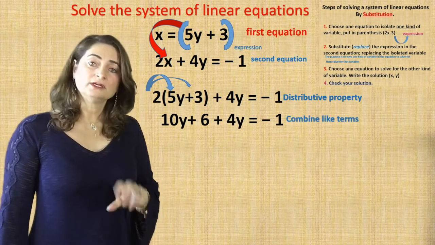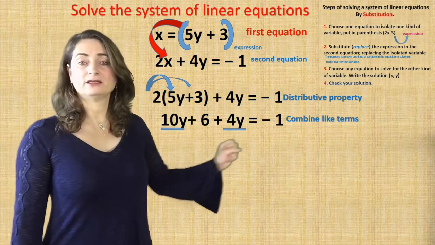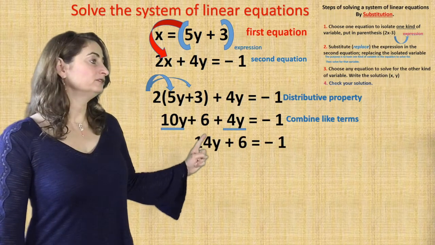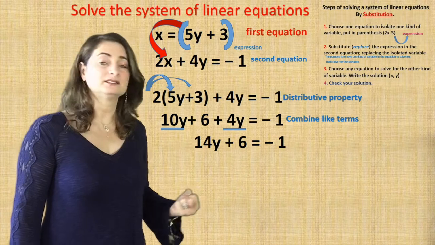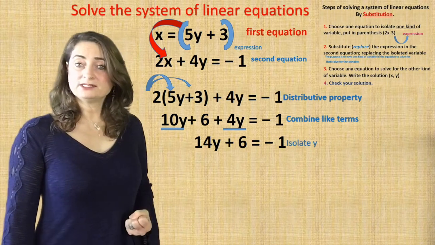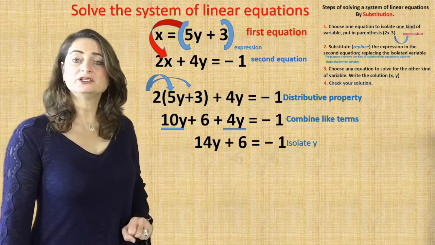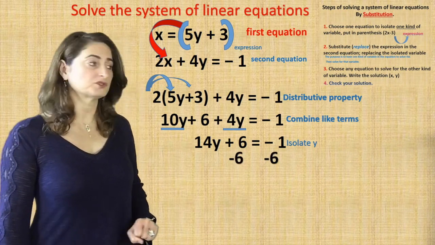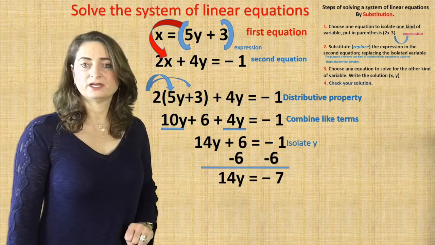Now what do I do? Combine like terms. I have 10y and 4y. If I add them, you get 14y, and then bring everything else down, which is plus 6 equal -1. I need to isolate y still. So what do I get rid of first? The 6. The inverse operation is to subtract 6 from both sides. You get 14y equal -7.